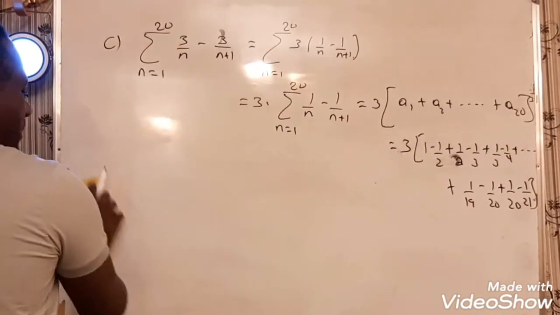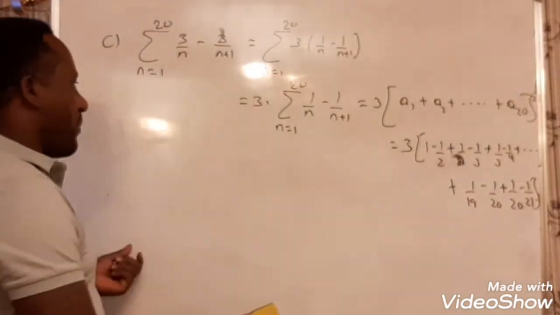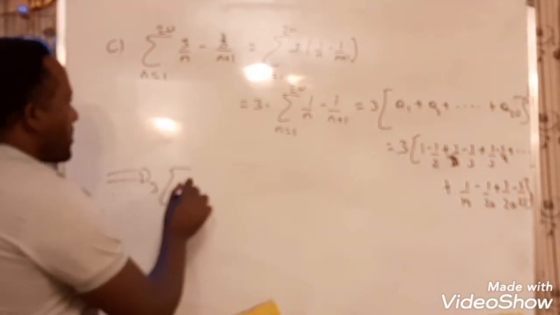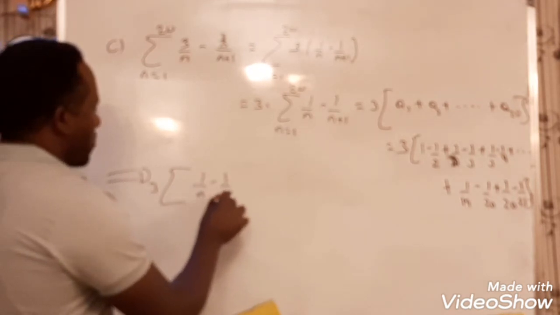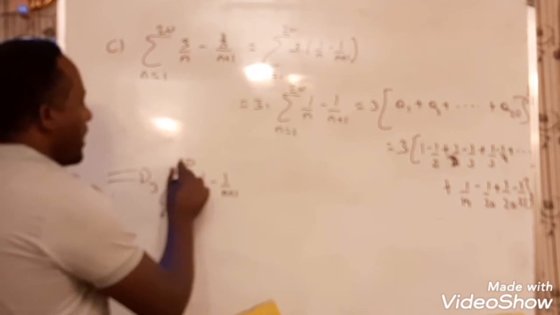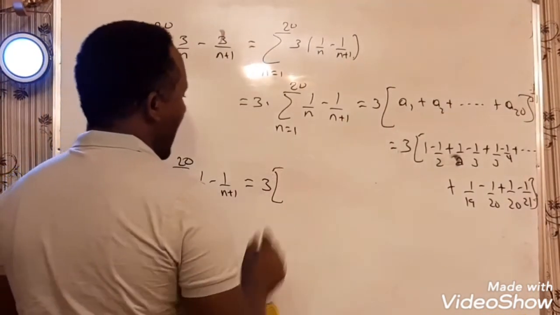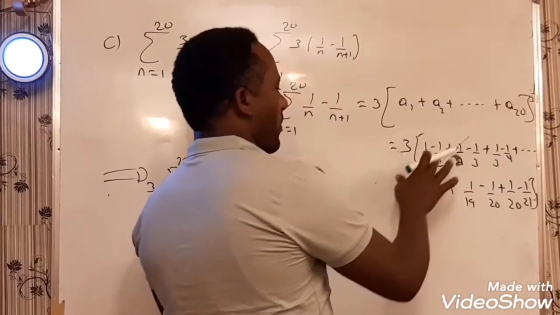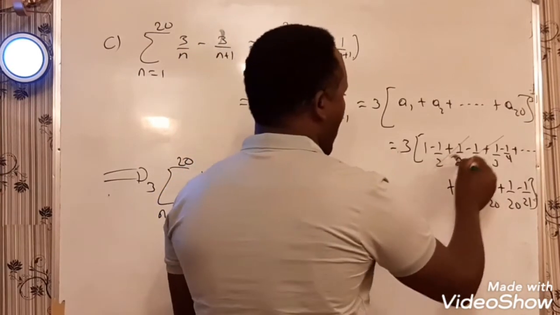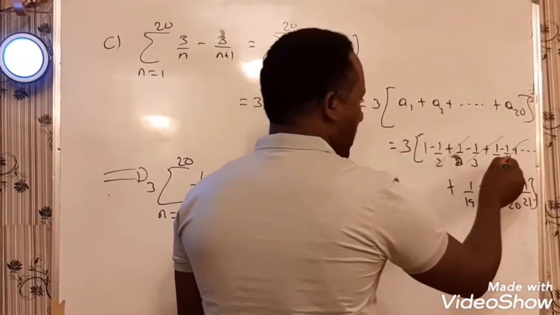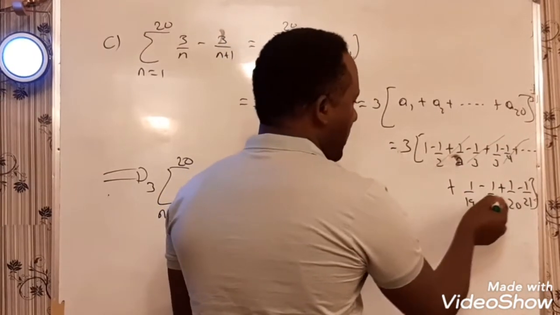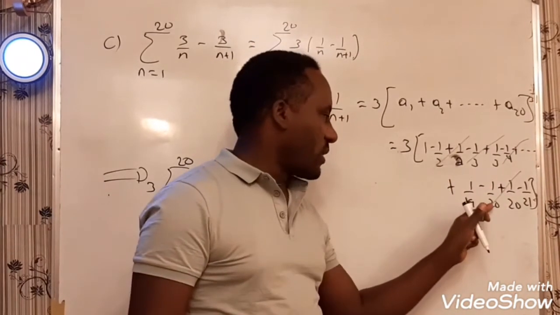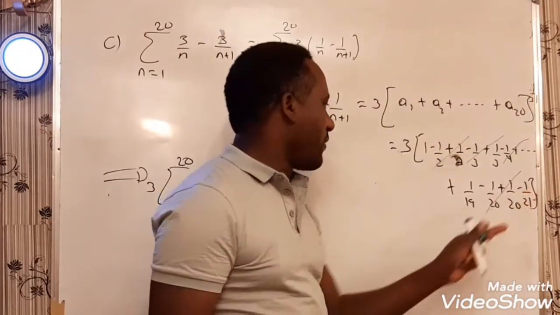Now look how we are going to determine this sum. The summation of 3 times 1 over n minus 1 over n plus 1, with n running from 1 to 20, is given by 3 into the following. As you see in this example, this is cancelled by this one because this is negative and this is positive. It's also cancelled by this one. And 1 over 4 is also cancelled by another value. 1 over 20 is also cancelled by its negative, because negative 1 over 20 plus 1 over 20 is 0. So what's left? The first and the last.